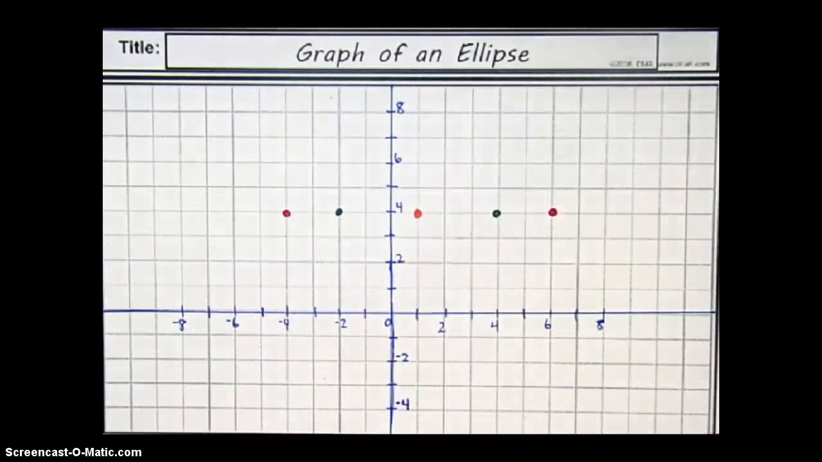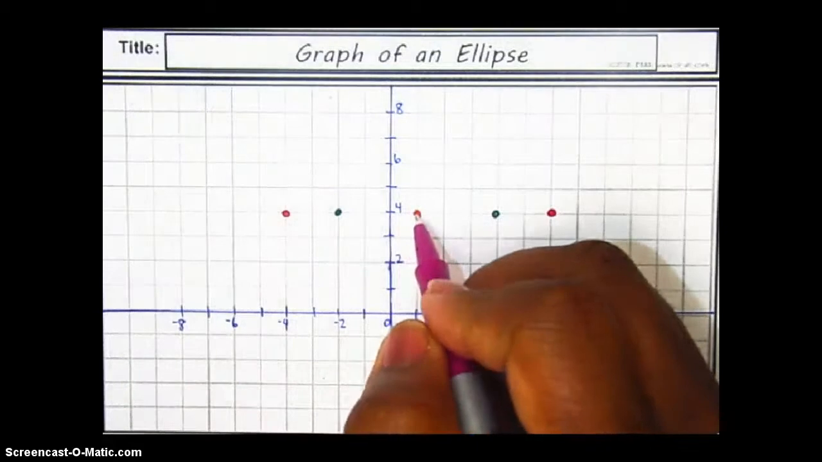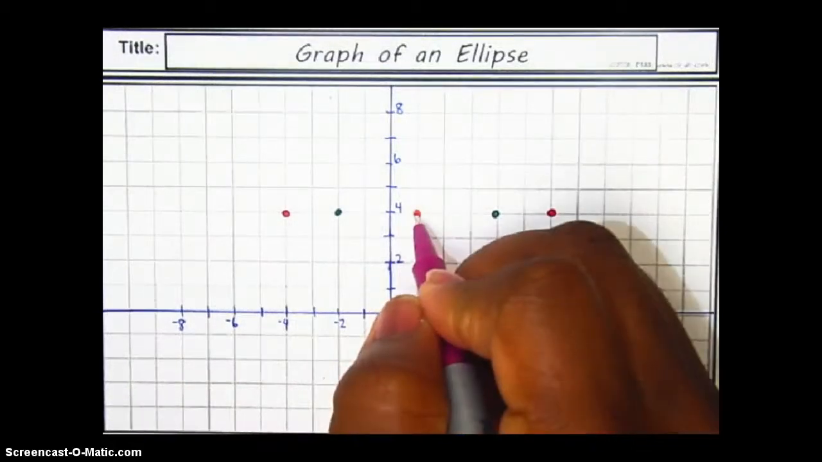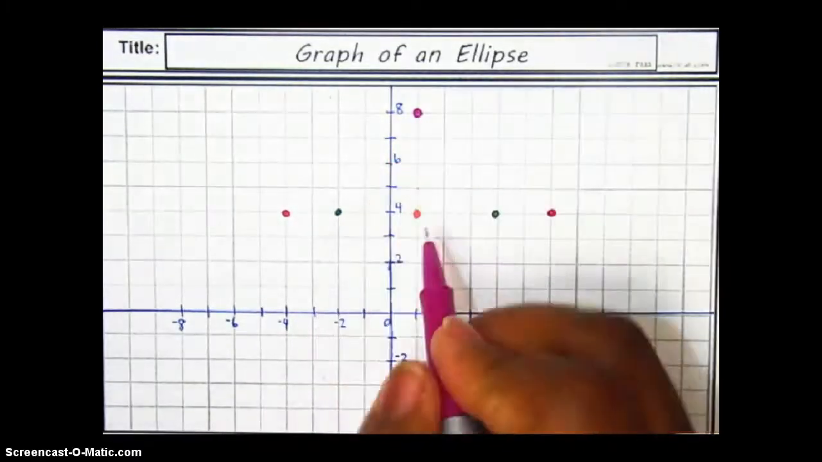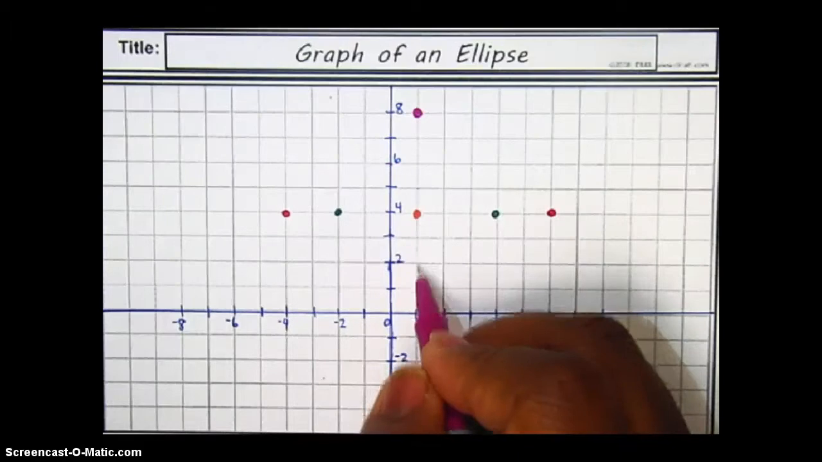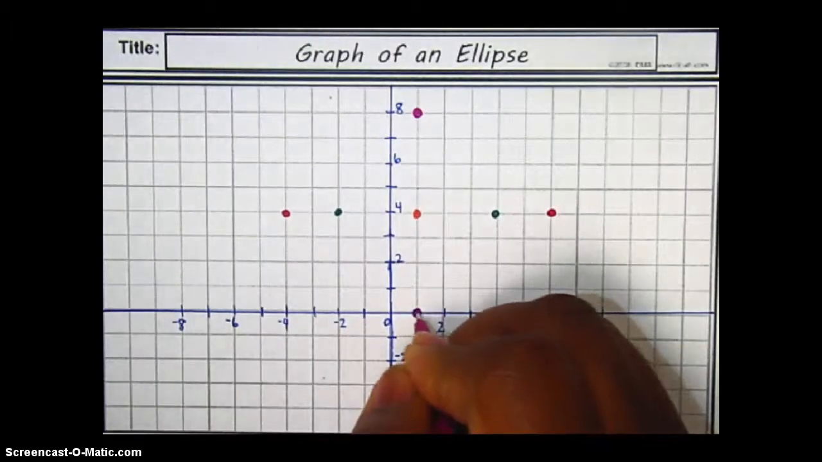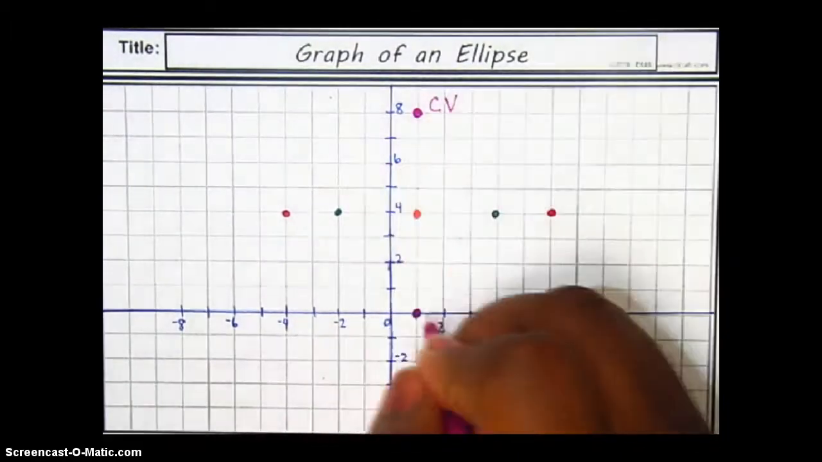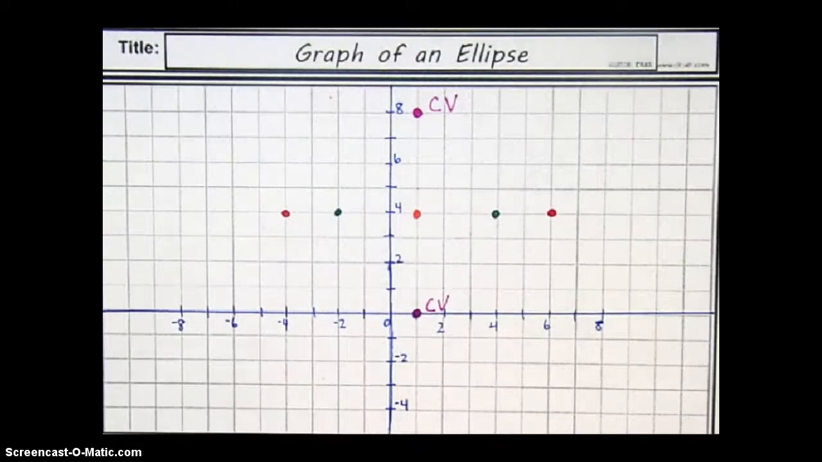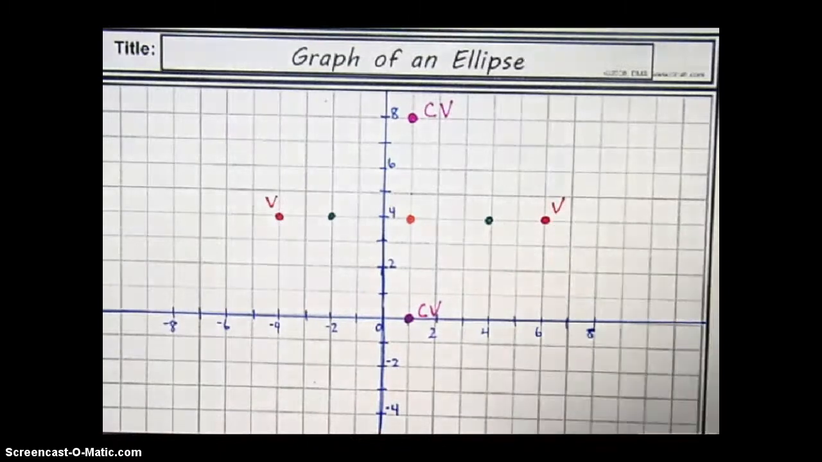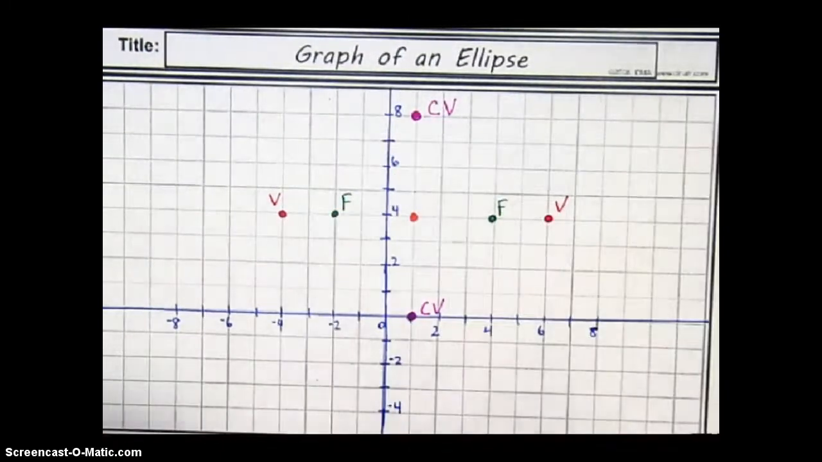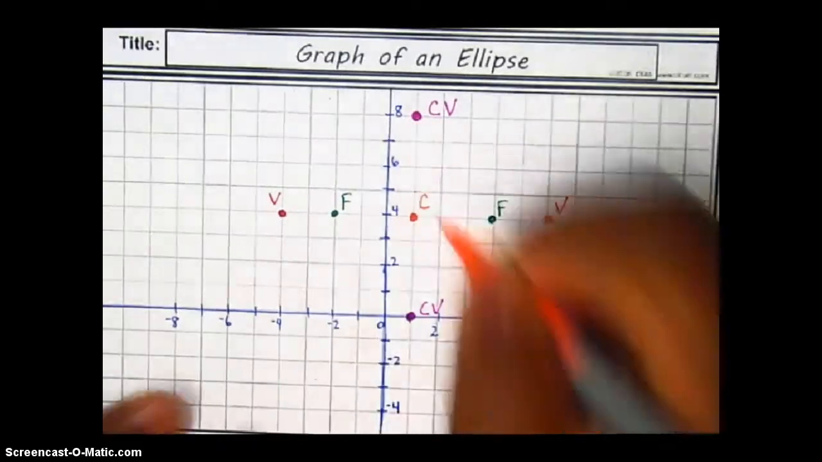And then to find our co-vertices, remember that the minor radius was 4. So if I begin at my center and go up 4, since the minor radius is vertical, that's 1, 2, 3, 4. I'll put that in pink. And then go back to the center and count down 4. 1, 2, 3, 4. Again in pink. That is our co-vertex on either end. So we're going to go back and label these. The pink are co-vertices. The red are vertices. The green represent the foci. And the orange represents the center.